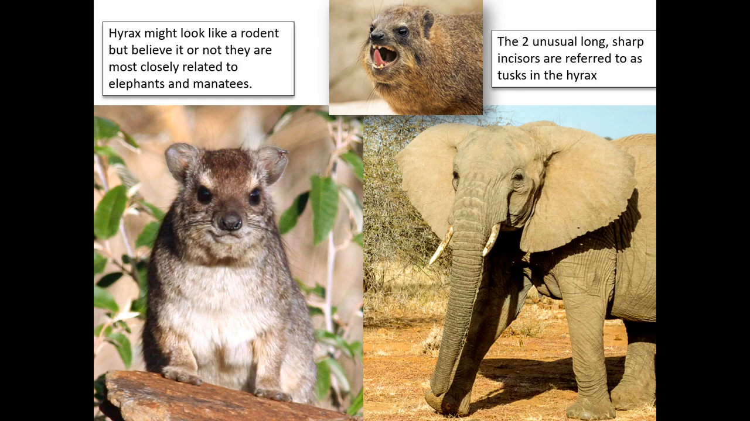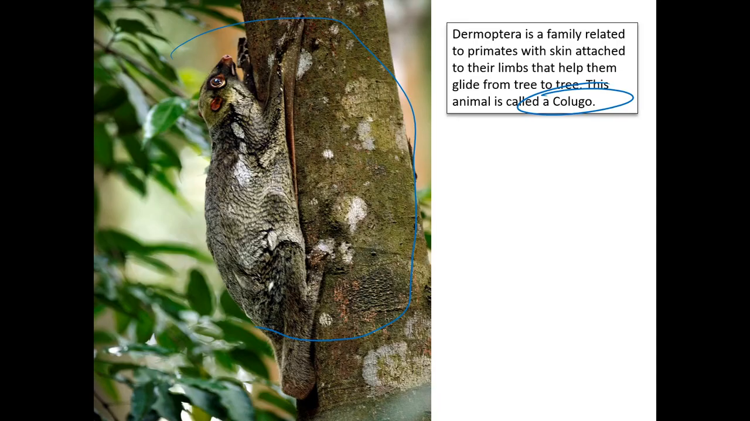This guy, I just find this guy so funny. They're adorable, this little guy. They're called a hyrax, okay? Hyrax. So you might look at that and be like, that's just some kind of rodent, like a rat or something. It's not a rodent. It's not even closely related to rodents. It's totally different than rodents.